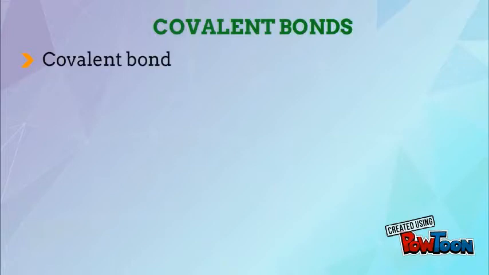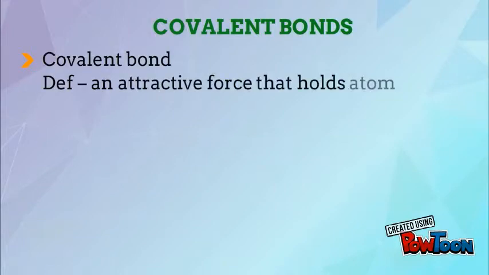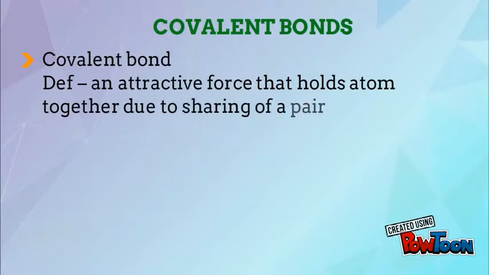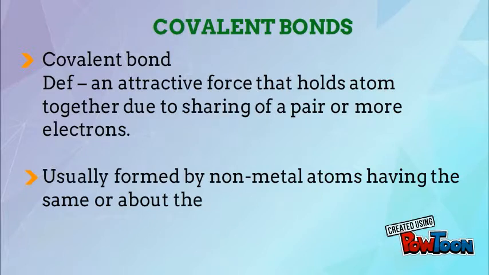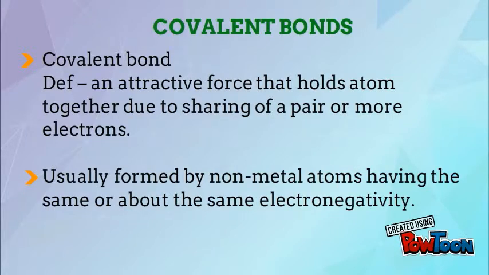Covalent bond. Definition: an attractive force that holds atoms together due to the sharing of a pair or more of electrons. Usually formed by non-metal atoms having the same or about the same electronegativity.